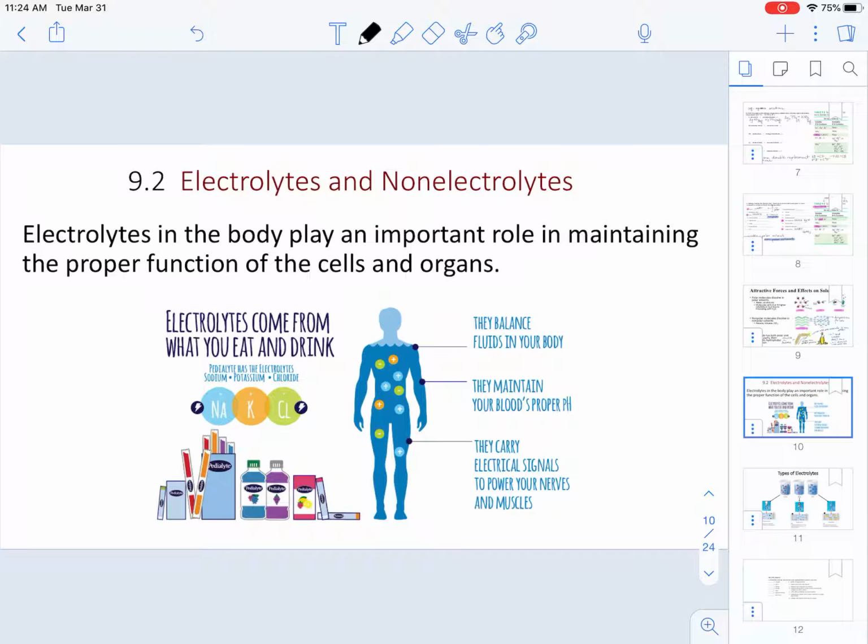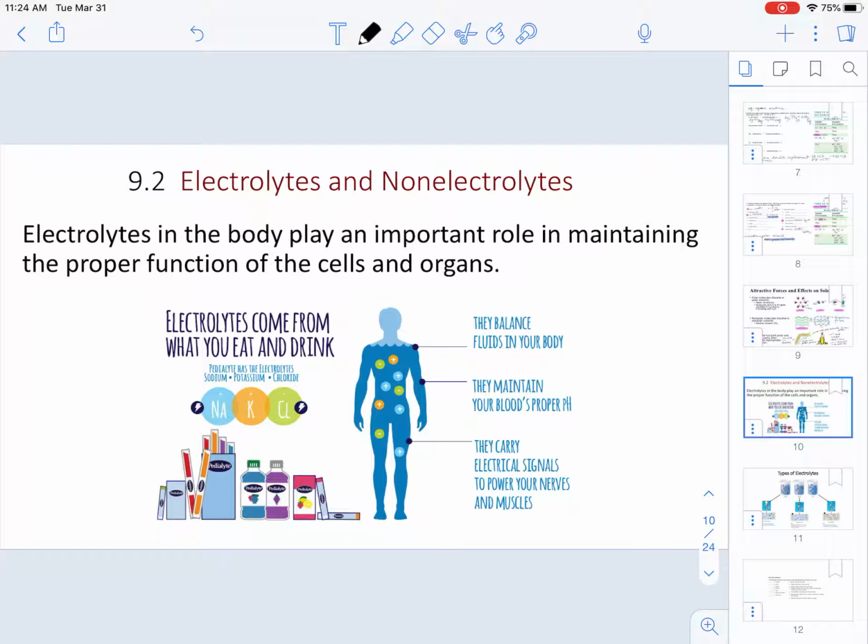In this section, we are going to discuss what electrolytes are and why they are important. We're also going to talk about solubility and things that affect it. As you can see here, maybe you have seen the term electrolytes in commercials. Every time you see a commercial for Powerade or Gatorade, those are known as electrolytes.